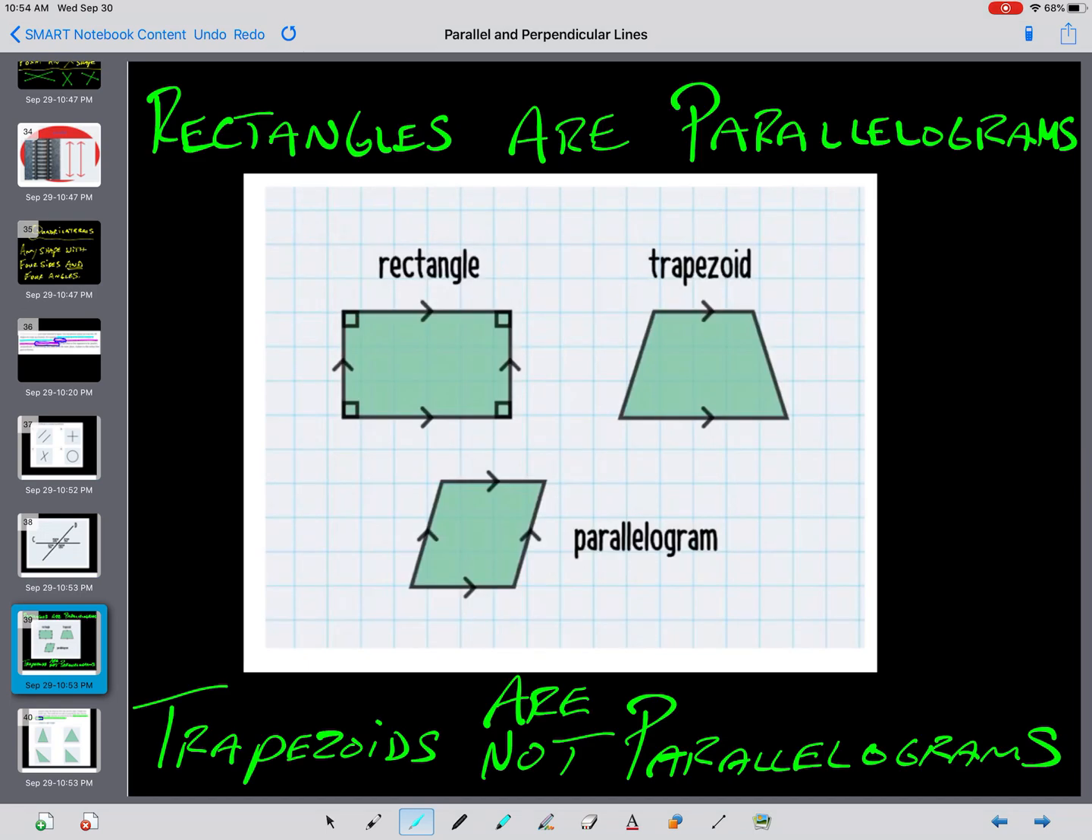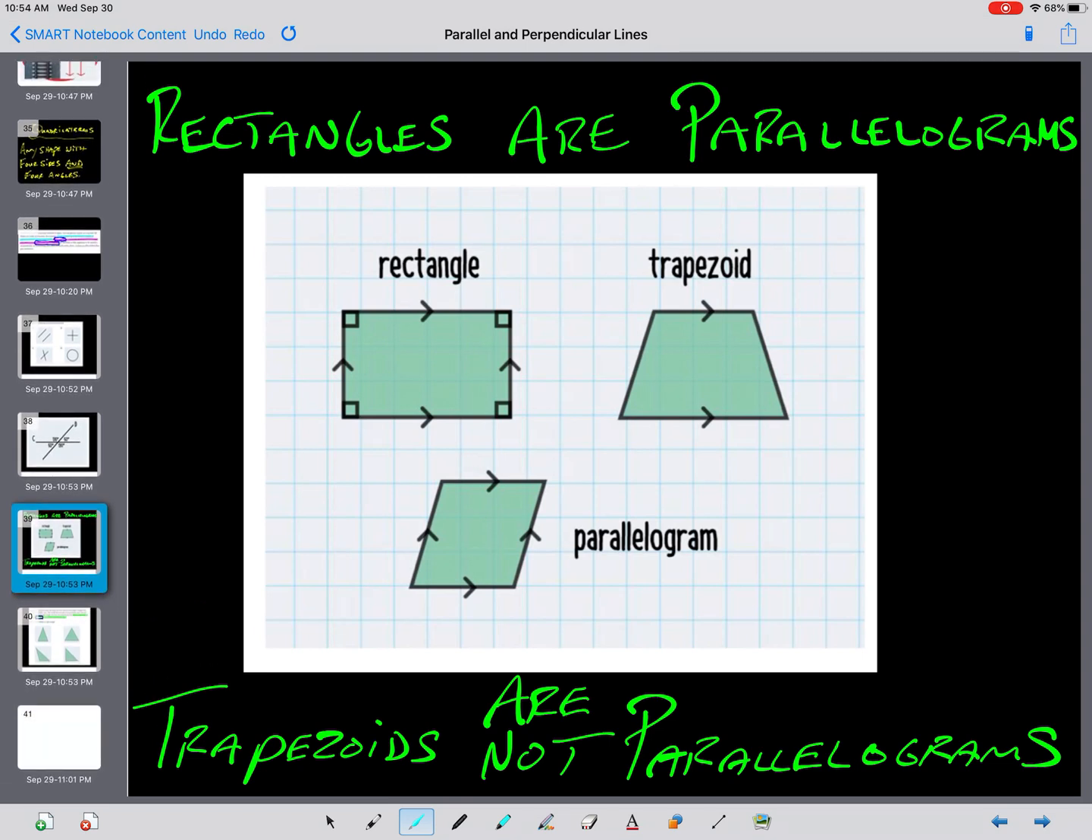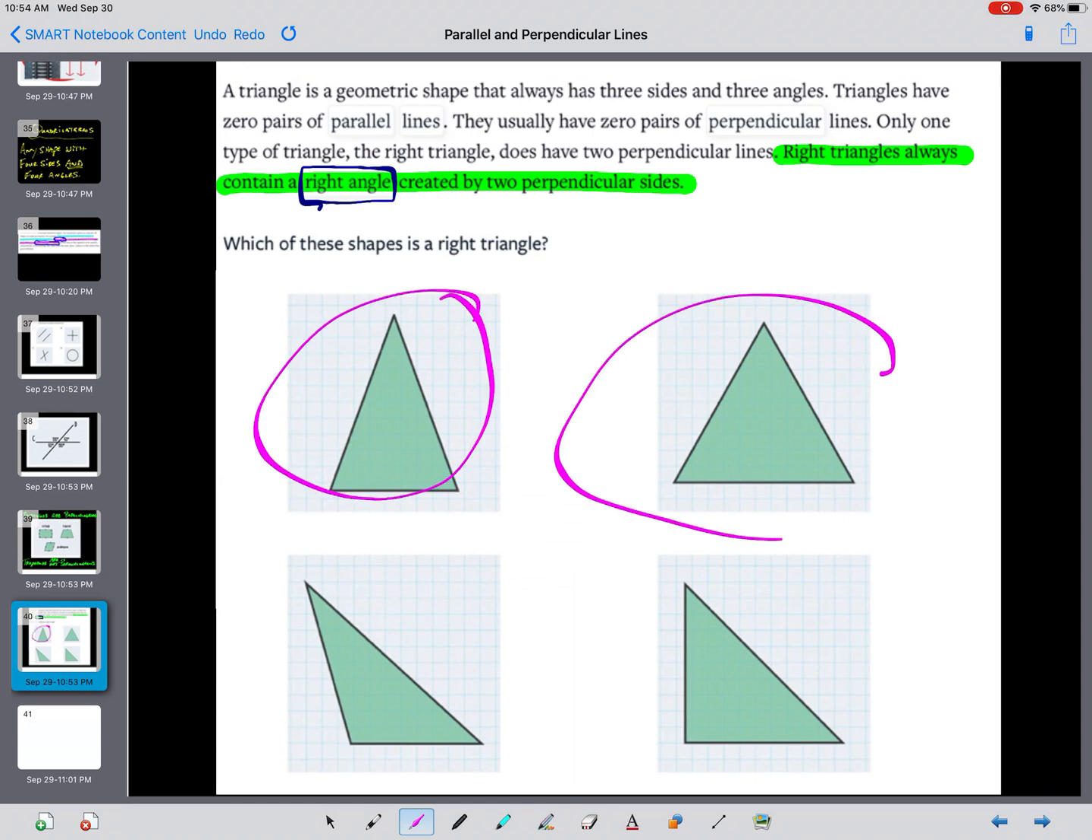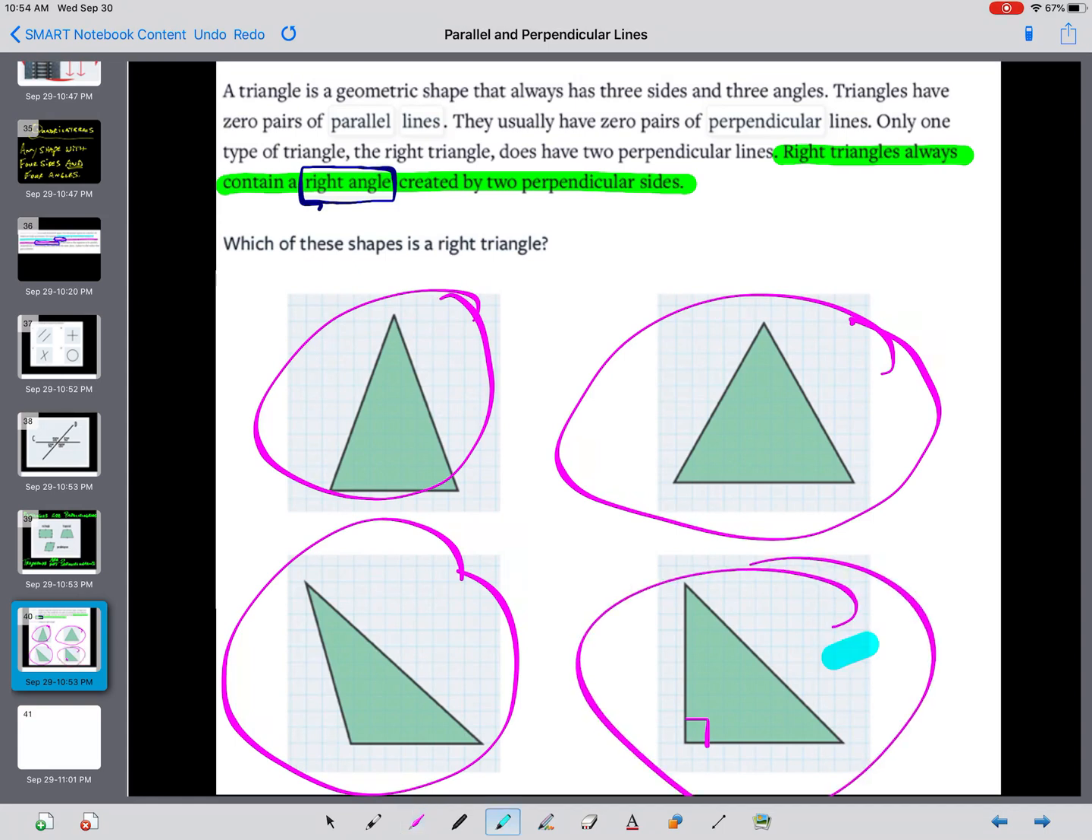Okay. Understand that rectangles are parallelograms, okay, but trapezoids are not parallelograms. And finally, you should know that right triangles always contain a right angle created by 2 perpendicular sides. So you can see in these images, there is no right angle in that triangle, so that's not a right triangle. This one is not a right triangle. Neither is this one. You can see this has a right angle formed. This would be your right triangle right here, highlighted in blue.